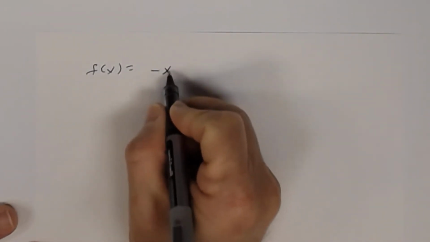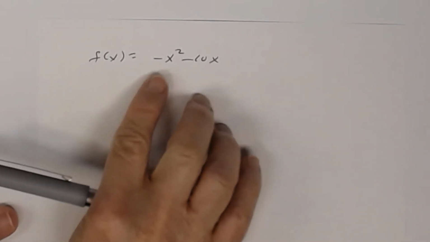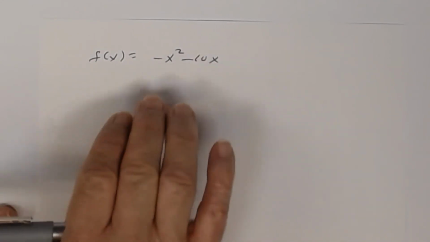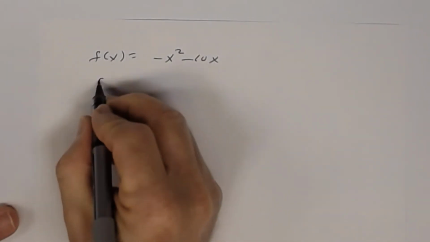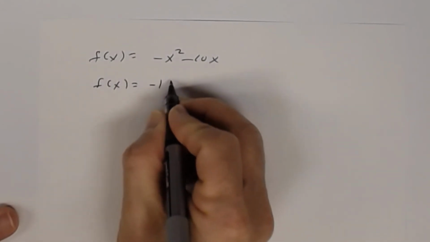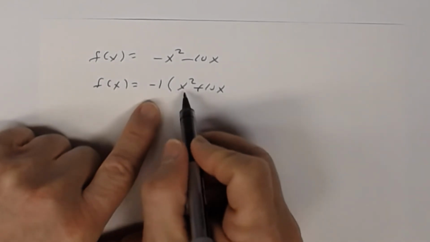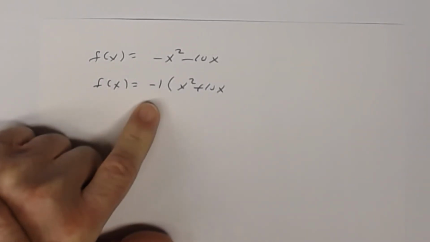So you have -x squared minus 10x was the original function. Notice there's no constant there, so there's nothing to worry about at that point. Now I'm just going to go ahead and factor out a -1. So when I factor out a -1, I get -1 times x squared plus 10x, right? Because -1 times x squared is -x squared, and -1 times a positive 10x is a -10x.